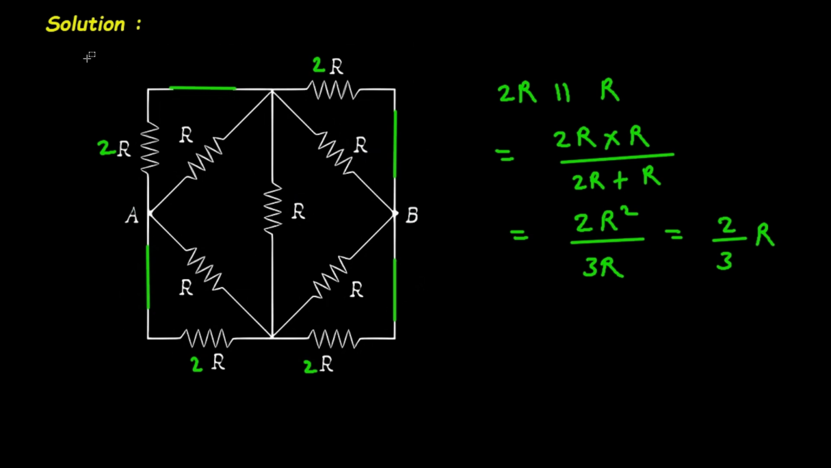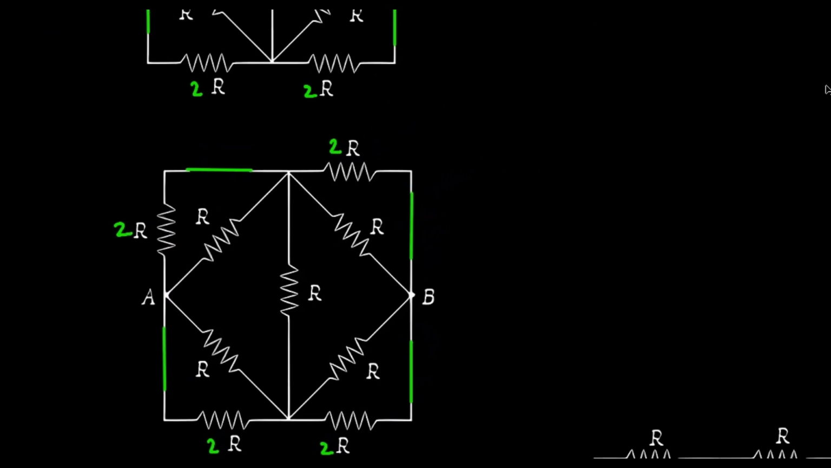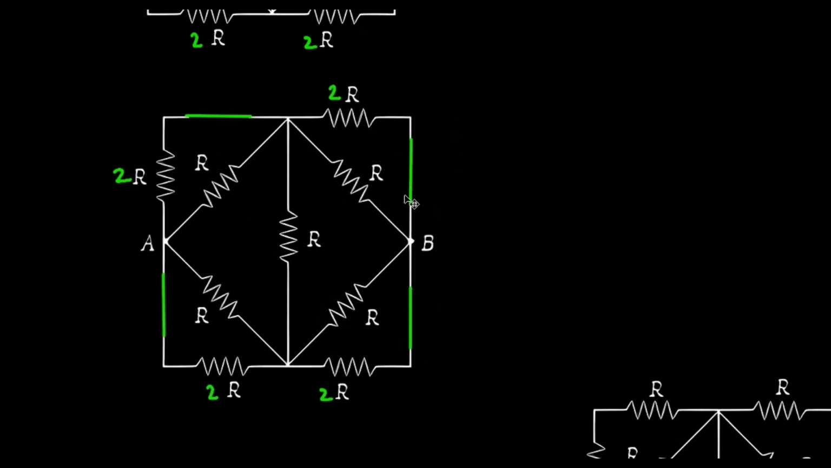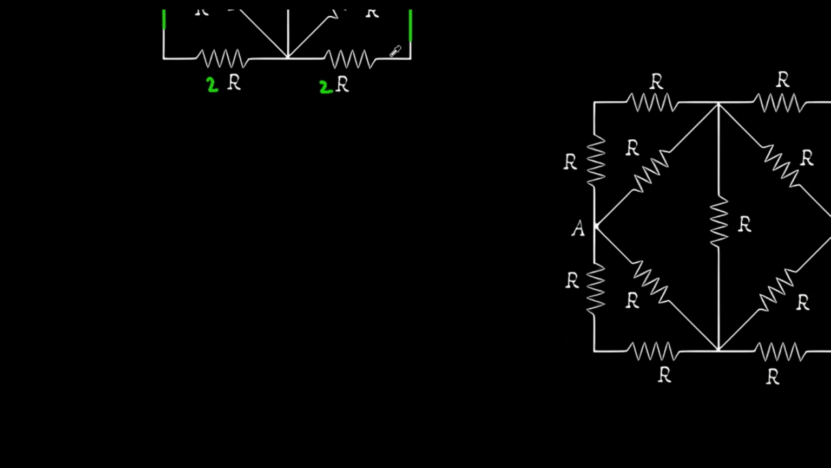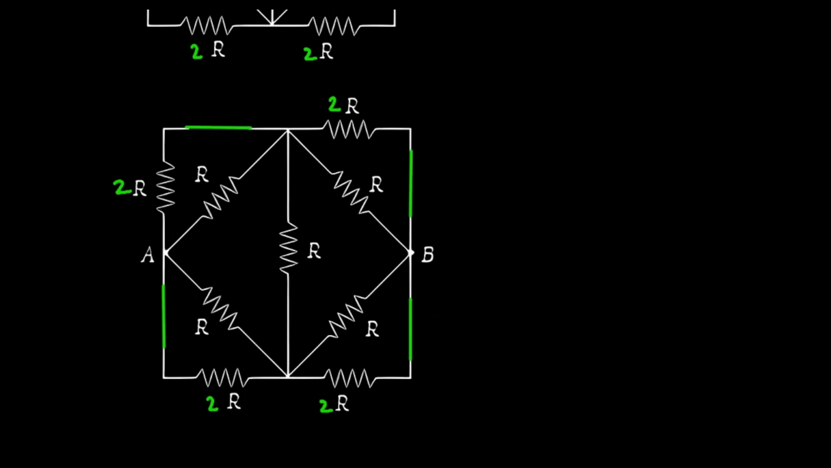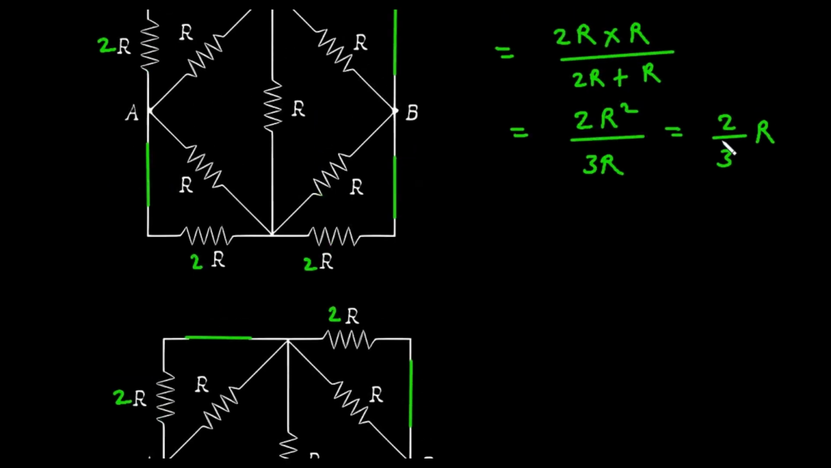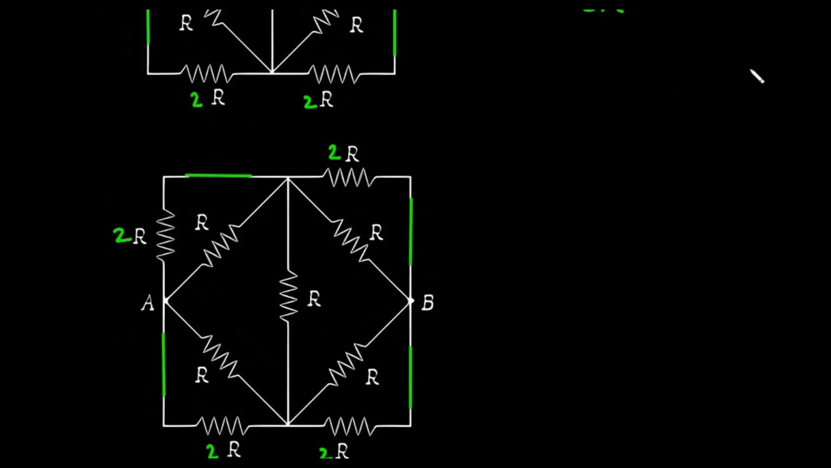So now again, let's copy this circuit and we can replace all these. Here we can replace. Let's delete this one first. Let's delete this. So now here we can see this 2R and this R are connected in parallel, and when we solve that, we got 2 by 3 R. So here we can replace this by 2 by 3 R. So let's erase this.